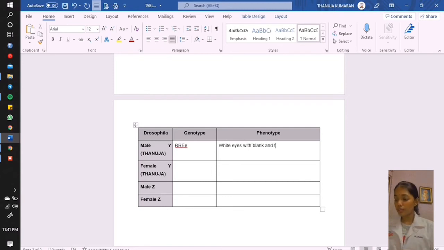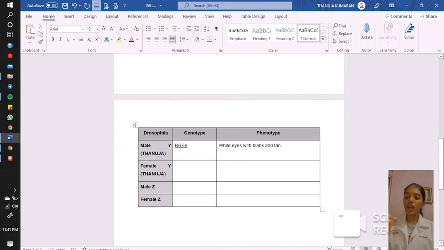So for the female part, I flip the coin again, I get the head, which represents capital R, and for the second flip I get the tail, which represents small r. For the body color, I flip the coin, I get the head, which represents capital E, and again I flip, I get the tail, which represents small e. So the phenotype is red eyes with black and tan.